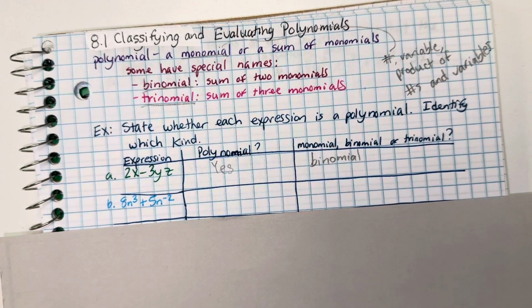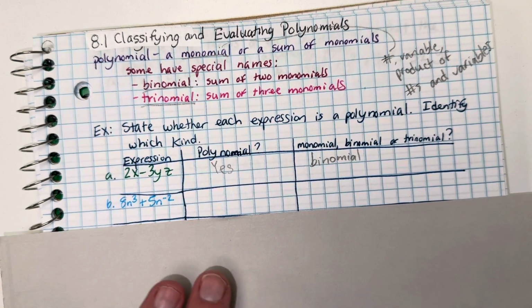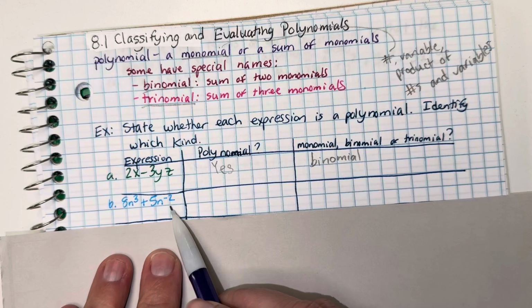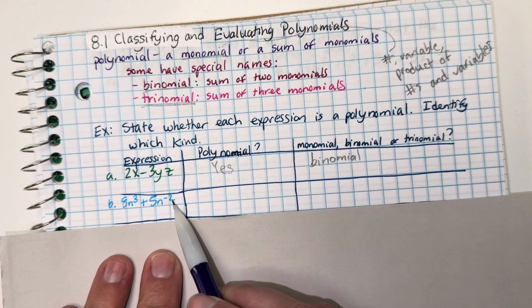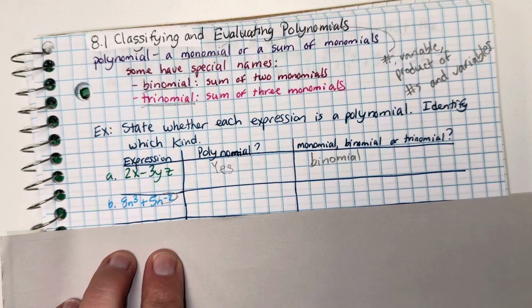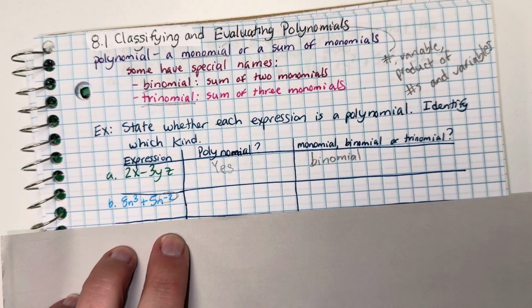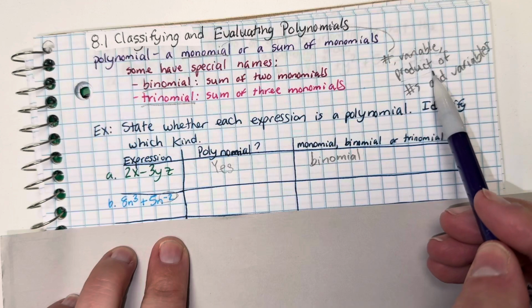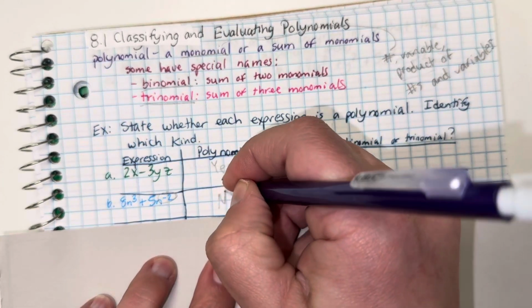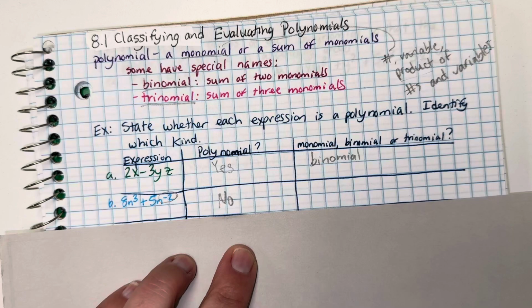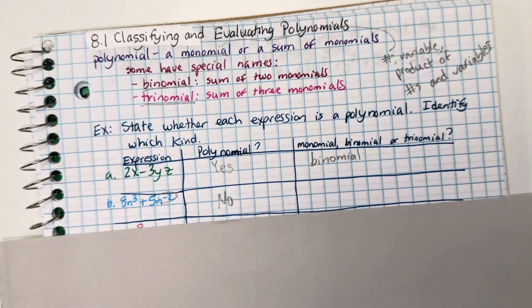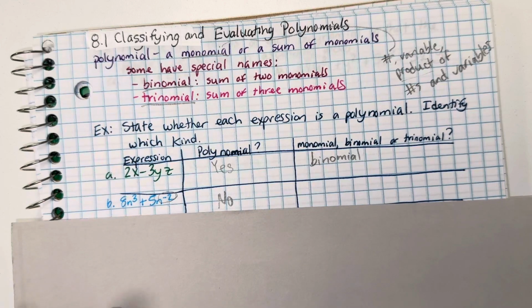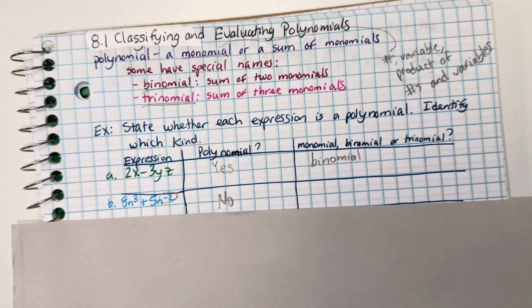Our next one here, 8n to the third plus 5n to the negative 2 power. Our negative 2 power here, this is going to actually move our n to the bottom, which makes a division. And this right here says the product, not a division. So this one's going to be no. And if that one is no, then it is not any of these over here.